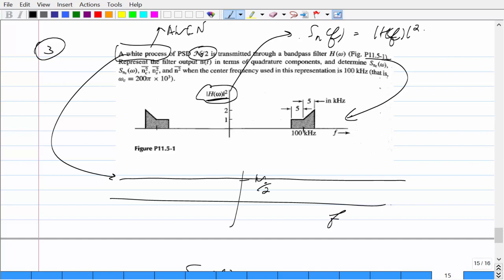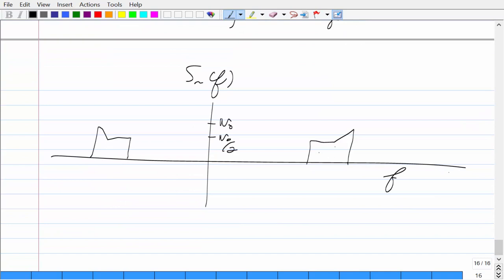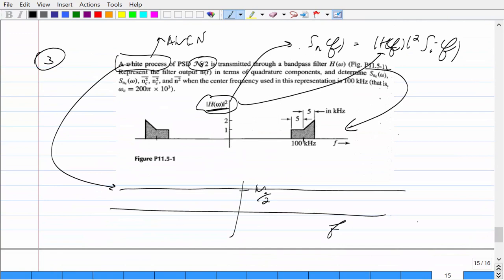So all you have to do is just take this and multiply it by your added white Gaussian noise process and you're done. All right, so here we go. Okay, so we have that. Let's see here. Represent the filter output in terms of quadrature components. Okay, we can certainly do that if we wish.